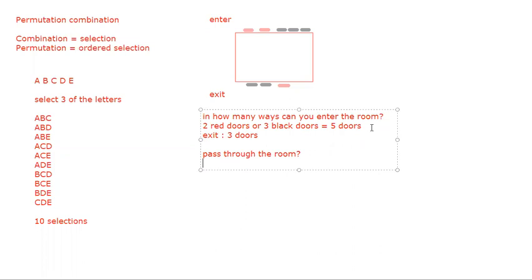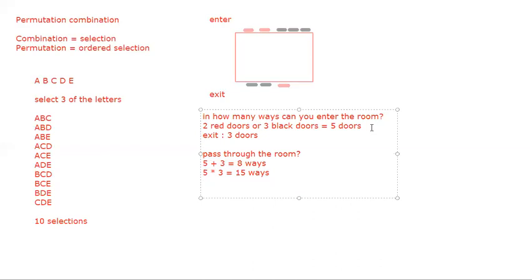So will you say that there are 5 entry doors, 3 exit doors, so 5 plus 3, 8 ways? Or do you say 5 entry doors, 3 exit doors, 5 times 3, 15 ways? Okay. So which one is the correct one? The answer is that it will be multiplied, not added. Why? So let's understand that why.